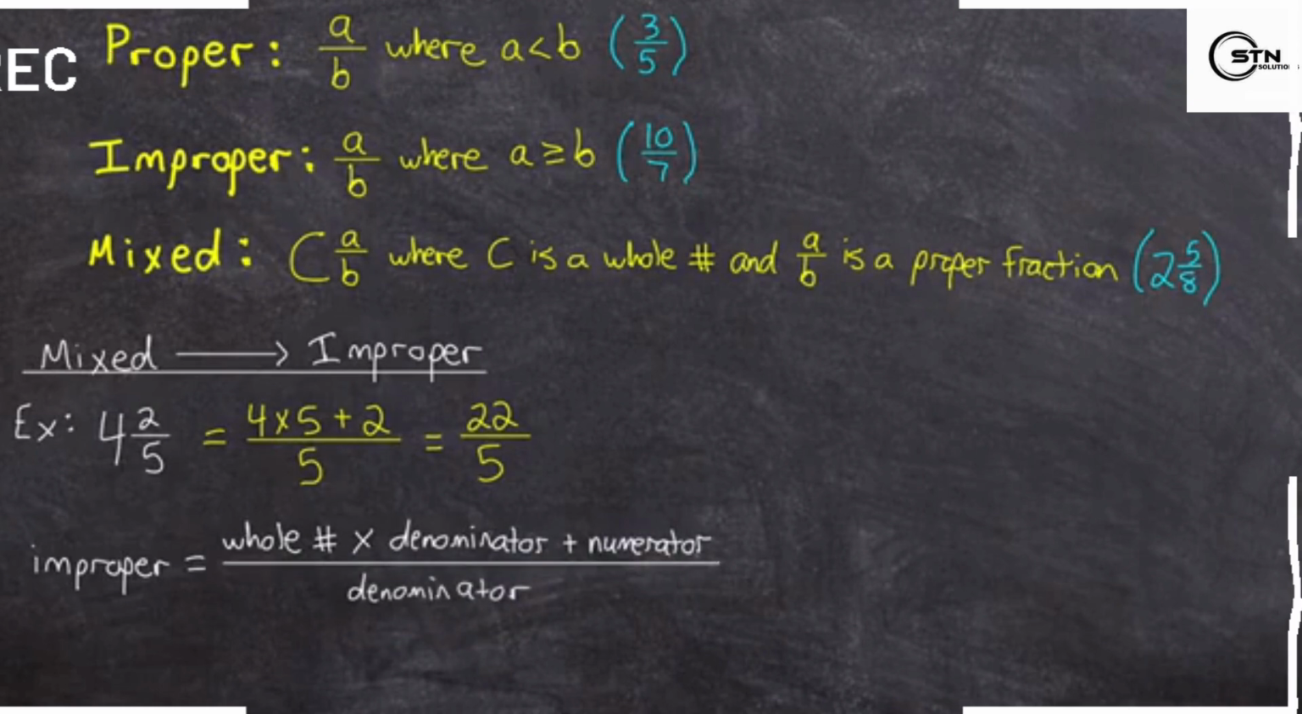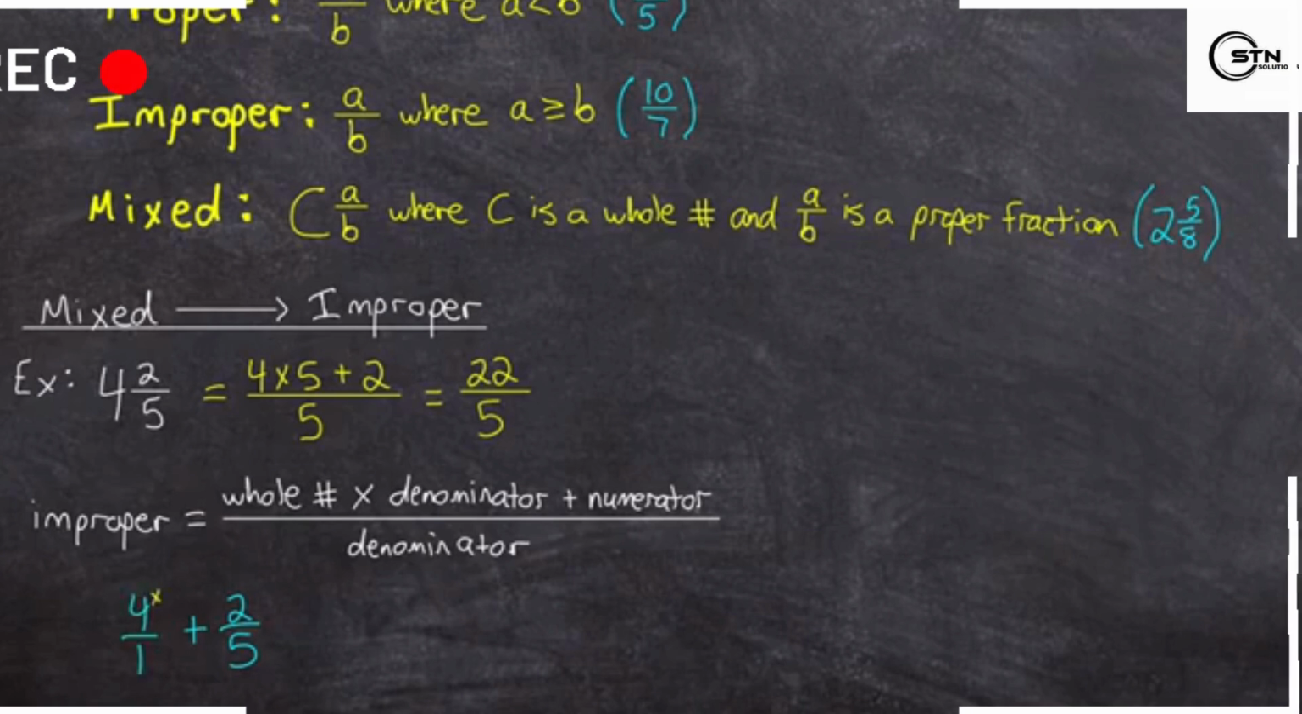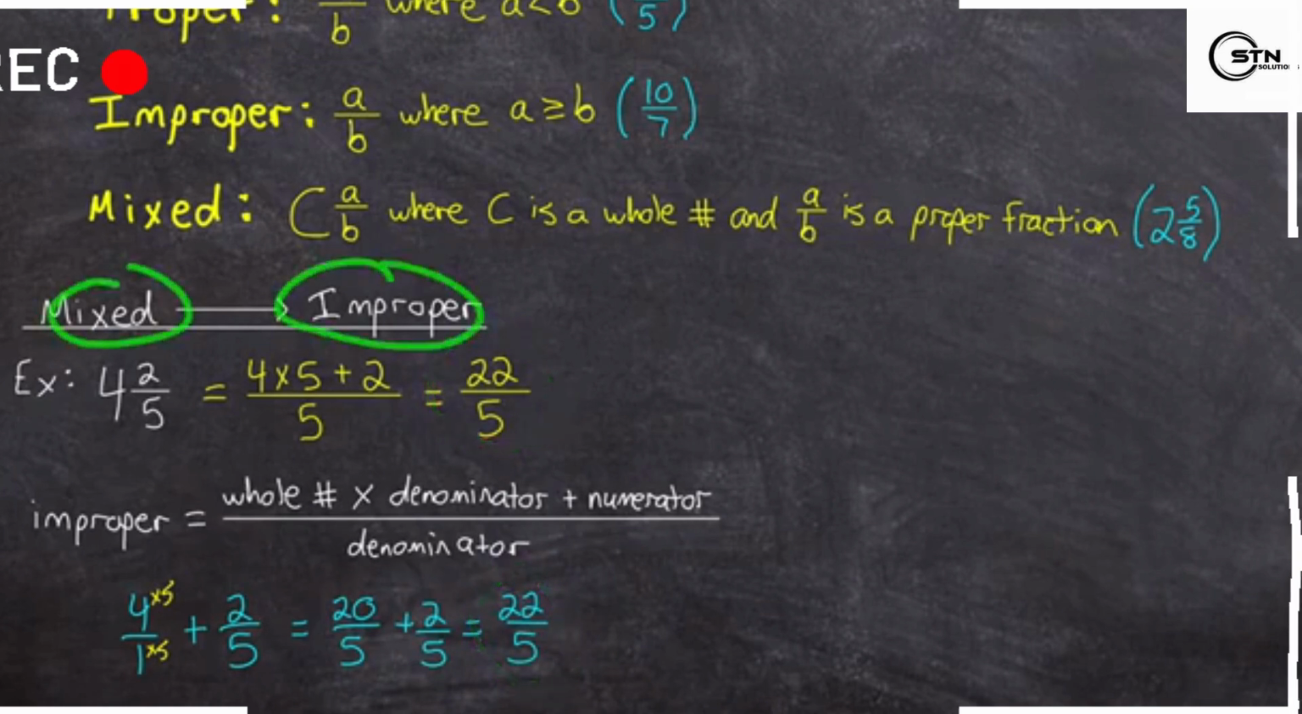If you forget this rule, you could just rewrite that mixed fraction as an addition question. You could write it as 4 plus 2/5. And 4 is actually 4 over 1. If you get a common denominator by multiplying this fraction by 5 top and bottom, this would equal 20 over 5 plus 2 over 5, which is of course 22 over 5, the same value we got using the rule for converting from a mixed to an improper fraction.